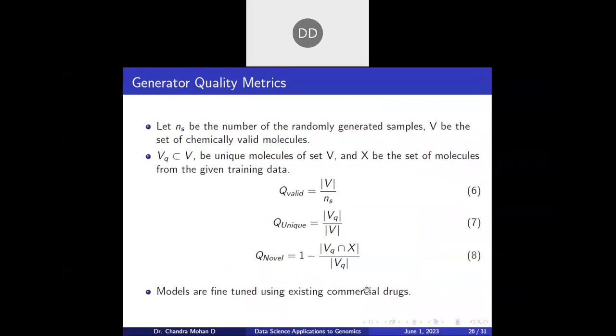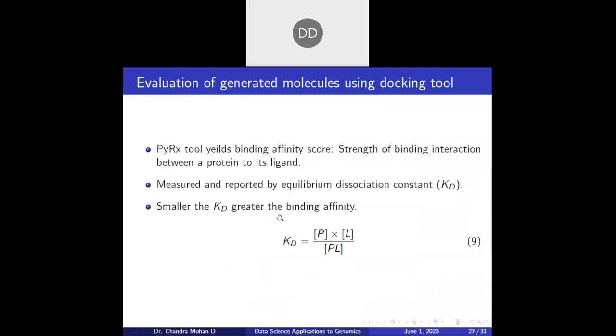Okay, so after generating novel drug molecules, what are the techniques to decide which molecule is effectively binding to the virus protein, or what we can call the diseased protein? The PyRx tool is there to identify binding affinity and measure the reported equilibrium dissociation constant, KD value. We will decide based on the KD value. If the KD value is less, greater binding affinity exists.